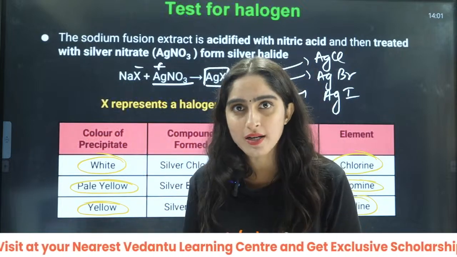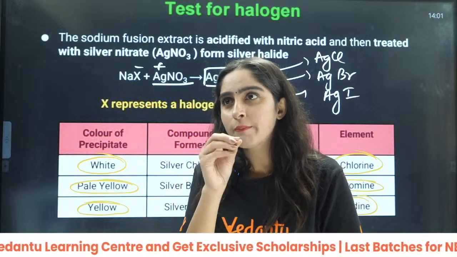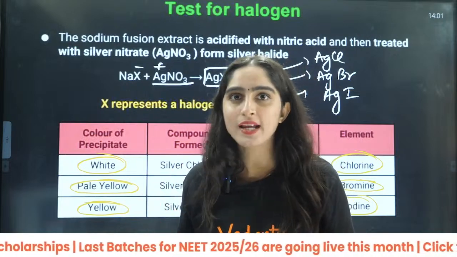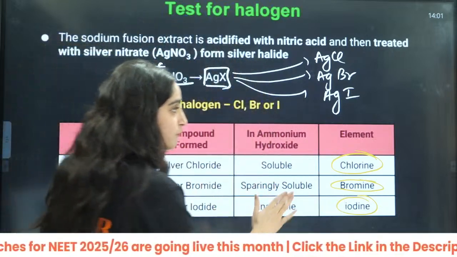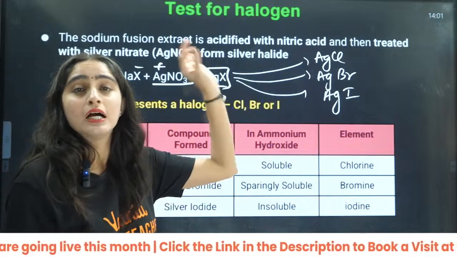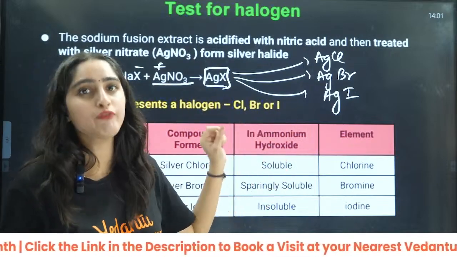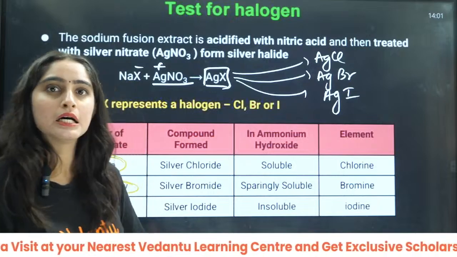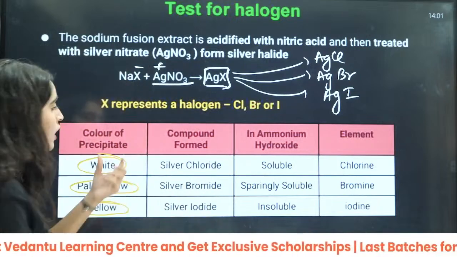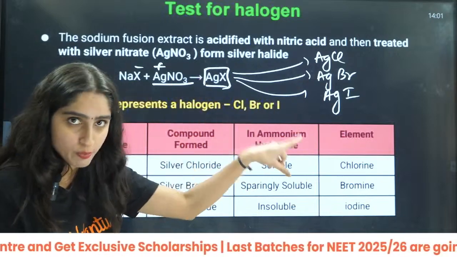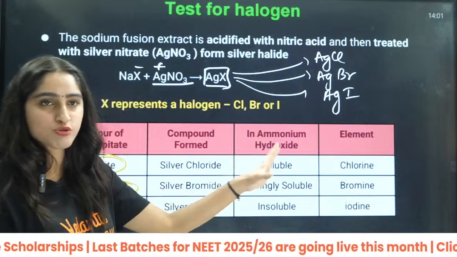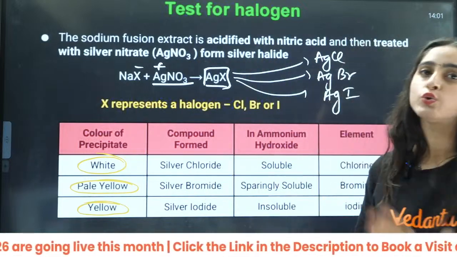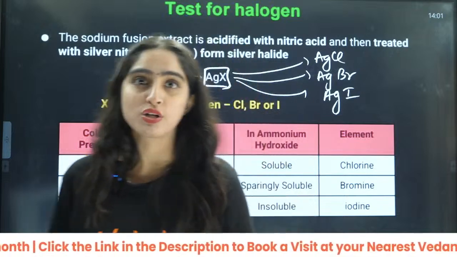Now, sometimes we are not able to understand whether it is pale yellow or yellow, or whether it is white or pale yellow. Because of impurities, sometimes white might look like pale yellow. So to identify that, we further add ammonium hydroxide, NH4OH. Some will be soluble, some insoluble. Silver chloride will be soluble, silver bromide will be partially soluble, and silver iodide will be insoluble.